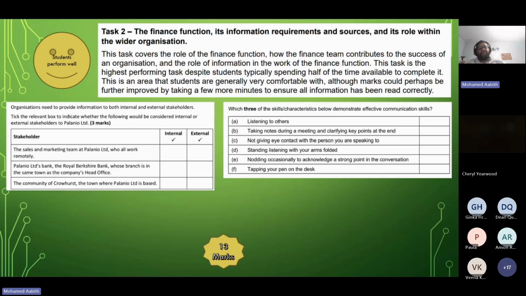And then, which 3 of the skills and characteristics below demonstrate effective communication skills? Can you see here, communication skills is not only how you talk to other people, it's also how you interact with them. That means you give and you also are ready to take. And you also need to know everybody expects to be treated the same way you want to be treated. So let's see that here. Listening to others, is it important?